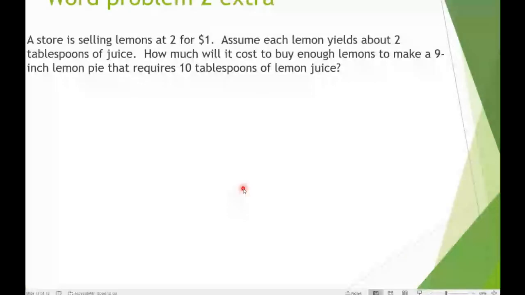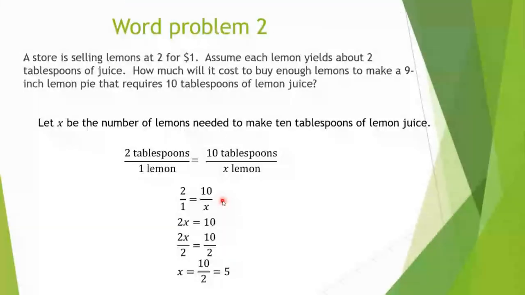So we need 5 lemons. Okay? And again, let me say it again. These ratios are equal mostly because we're getting lemon juice from the lemons. Both of them deal with how much lemon juice we can get from lemons. Here we want 2 tablespoons, here we want 10, and we found that x has to be 5. But we're not done yet, though.